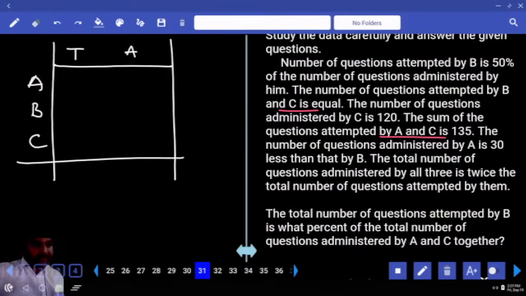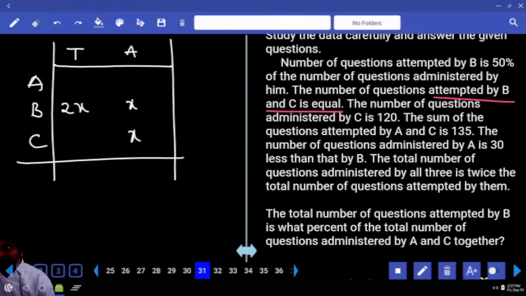Questions attempted by B is 50% of the total questions administered by him. If total is 2x administered by B, attempted are x. Number of questions attempted by B, C are equal. Attempted questions are equal for B and C. Number of questions administered by C is 120. Total questions for C 120.